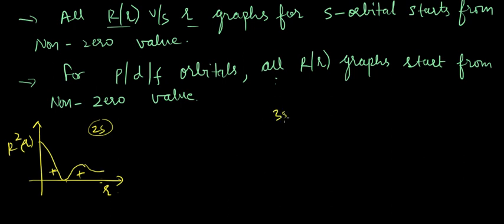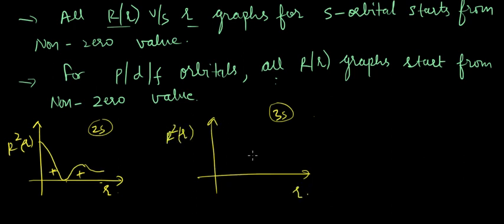And for 3s, again we would have something like this as our r square R versus r graph, again starting from a non-zero value, with 2 radial nodes here. By the way, there was 1 radial node here, with positive, positive and positive.